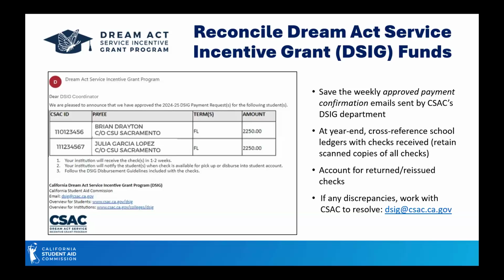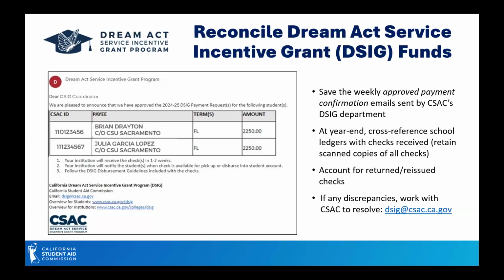And then at year end, you'll cross-reference your school ledgers with the checks received. And we recommend that you retain scanned copies of all checks. So before you disperse them or have students pick them up, make sure you're scanning a copy. And then you'll just want to account for any returned or reissued checks. So really just knowing how much money came in and where that money went. That's the key with this reconciliation. And if you have any discrepancies, you'll want to work with our DSIG team so you can email them and they'll be able to help you out.